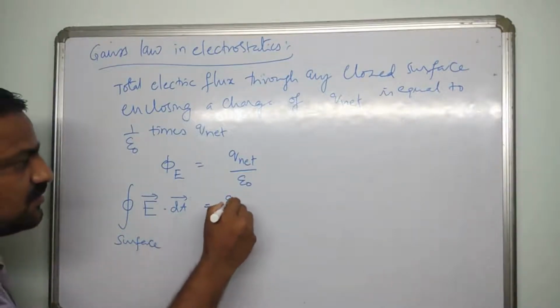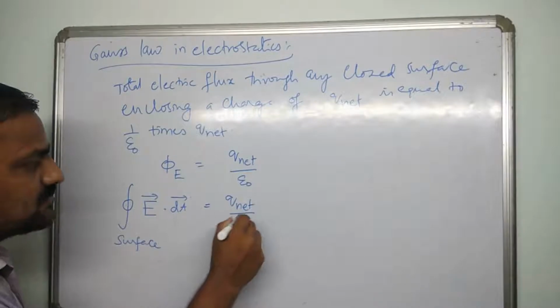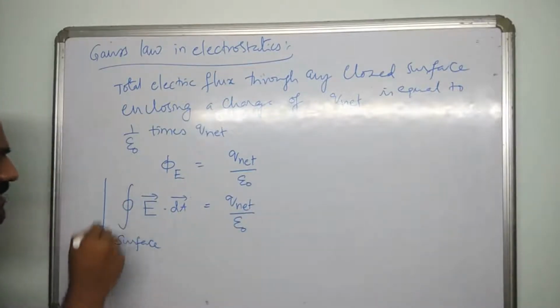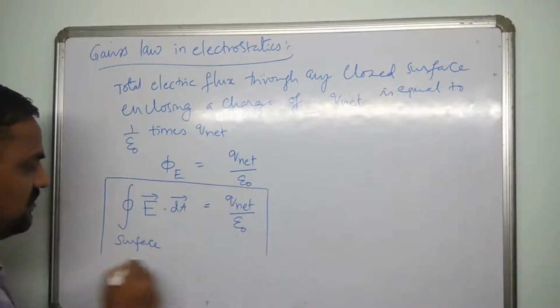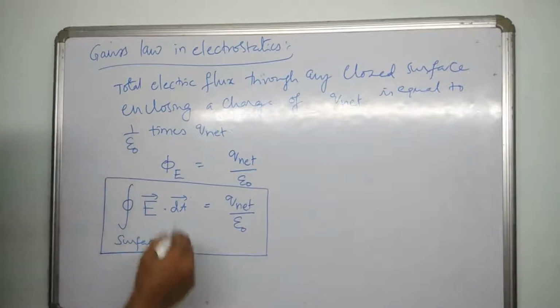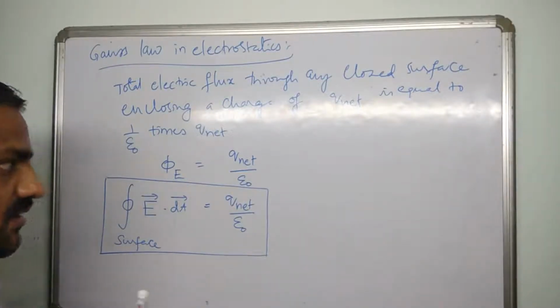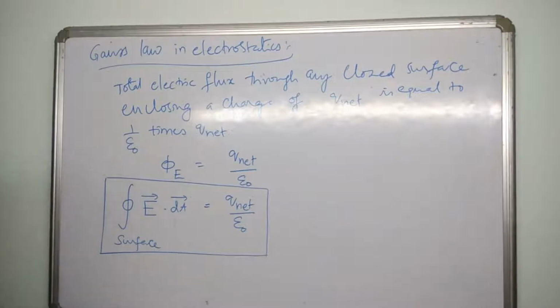This is equivalent to q net divided by epsilon naught. This is one important corollary, one important law which is useful for deriving several things. Please keep this in mind. This is the Gauss law in electrostatics. This is another important law. I'll use this, and let me erase this. You pause the video and copy it.